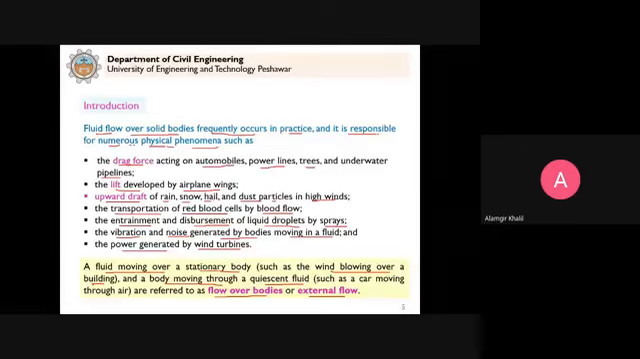Similarly, a body moving through a quiescent fluid, quiet fluid, such as a car moving through the air, this is a very common application around us. So we would like to know what forces are acting on a car, clear? And then how we can calculate them, clear? Because calculation of these forces will play an important role in the design of these vehicles, clear? So these all are examples of external flows.